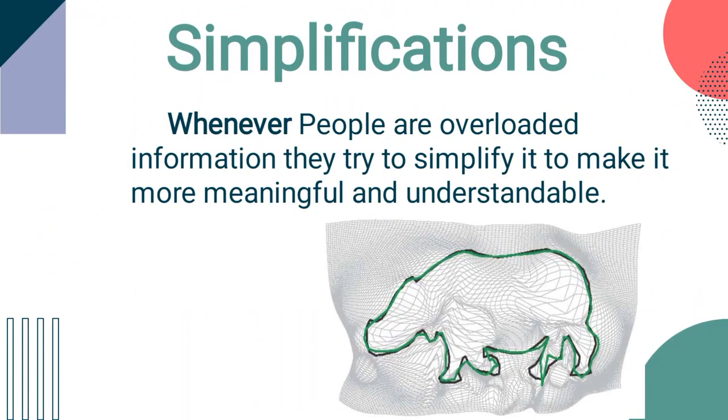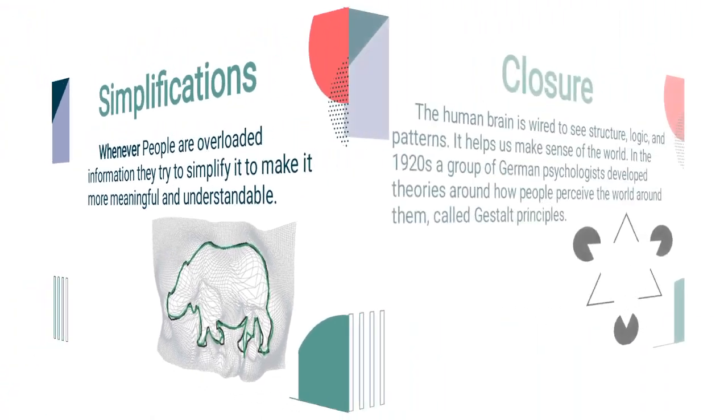Next is simplification. Whenever people are overloaded with information, they try to simplify it to make it more meaningful and understandable. In the process of simplification, the perceiver subtracts the less salient information and concentrates on the more important. Simplification makes things more understandable because the perceiver has been able to reduce the complexity by eliminating some of the things which are less important.